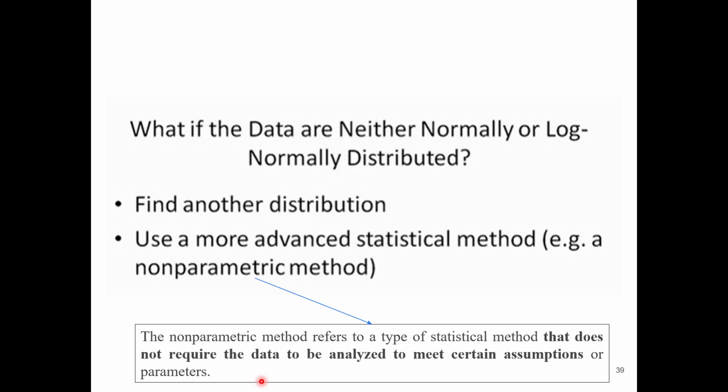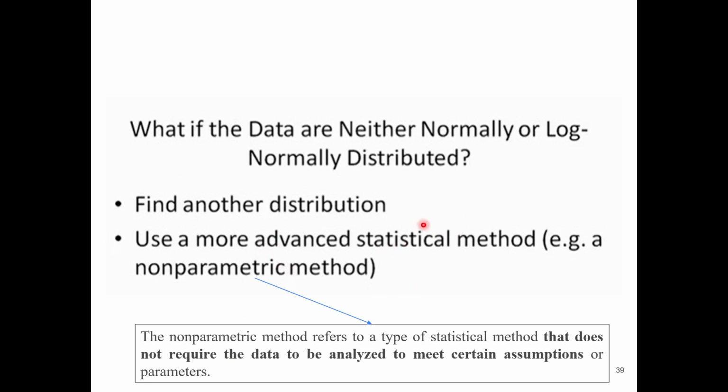Okay, so we don't have to find the mean, median, standard deviation, and variance to meet certain assumptions or the parameters required to consider whether that is a reliable distribution. So we don't have to perform any of that sort. So that is the non-parametric method.